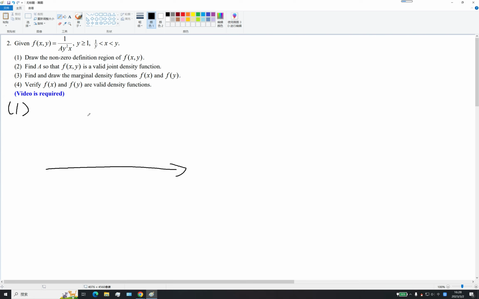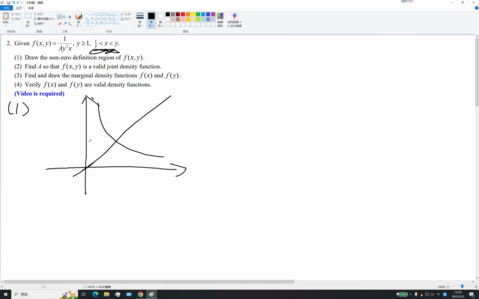From the definition region, we know that x is larger than 1 over y and smaller than y. So we can draw each of them. The first one is x equals 1 over y; the line is like this. And the right side is x equals y, which is this. And x is between them, so x is in this area.